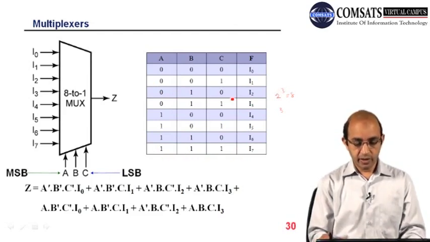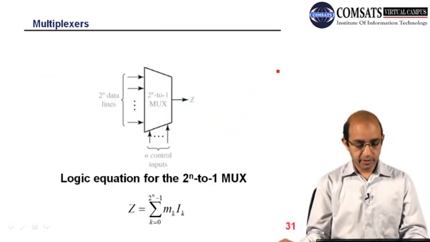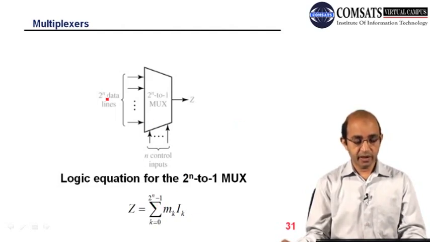And you can write down the Boolean expression. You can see that we have A bar, B bar, C bar dot I0, and then A bar, B bar, C, and so on. So you can calculate the Boolean expression. This is the generalized equation for a 2 raised to power n into 1 multiplexer. We have 2 raised to power n data lines and n control lines.